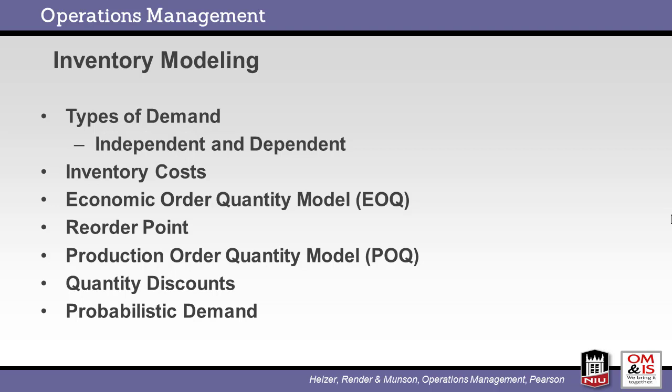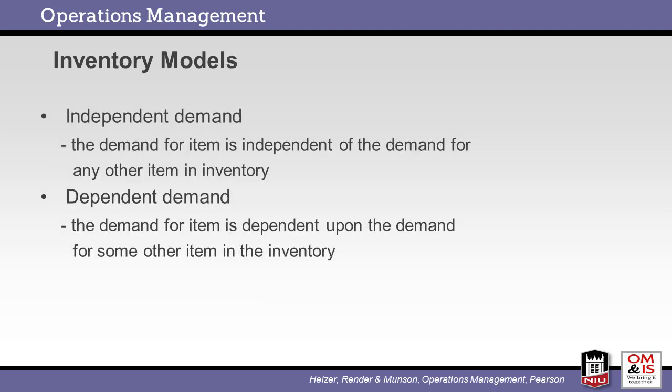The economic order quantity model will be defined along with its associated limits and calculations. The reorder point will be defined followed by the production order quantity model with its requirements and steps. Finally, we will look at the case where the supplier offers quantity discounts and when demand varies with a given probability distribution. We start by defining demand types.